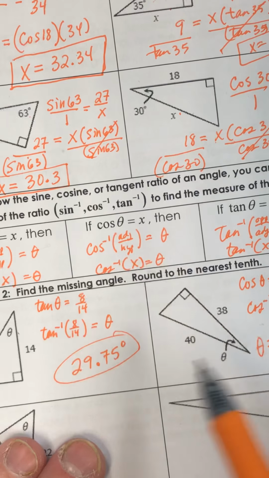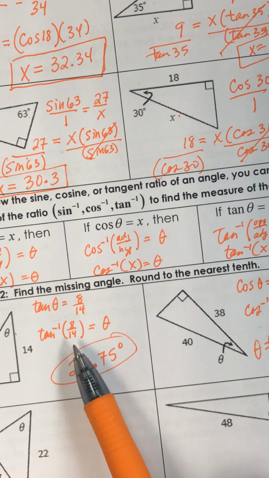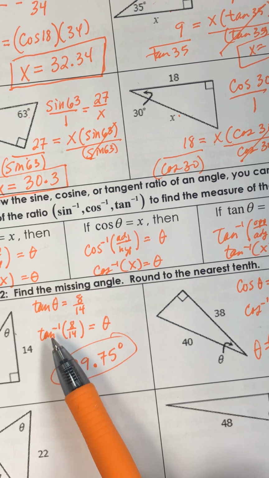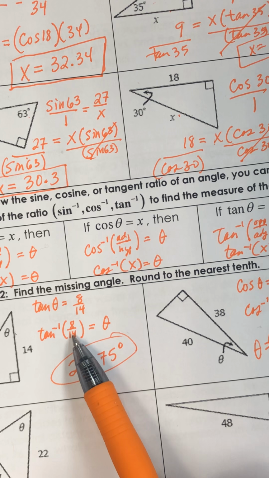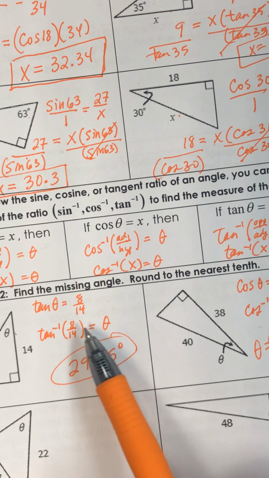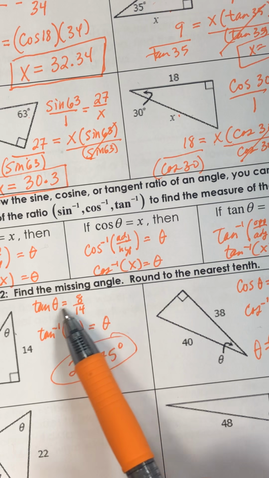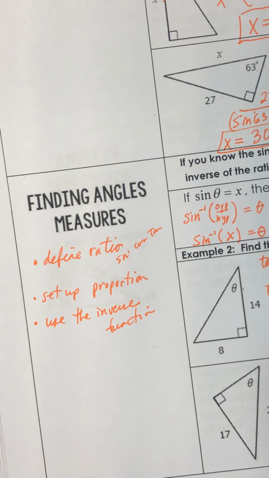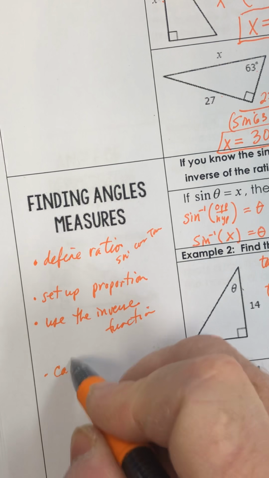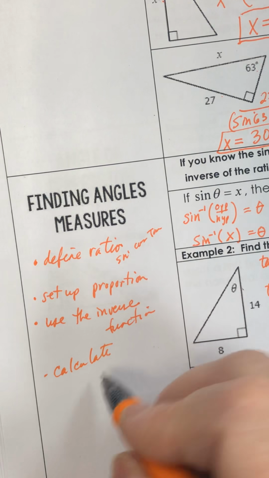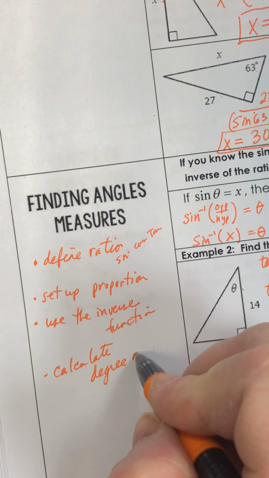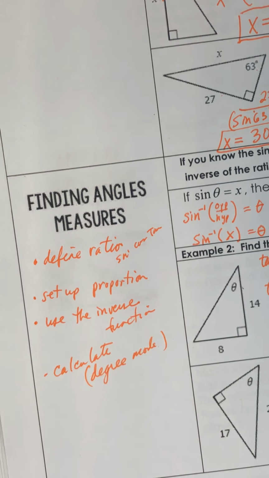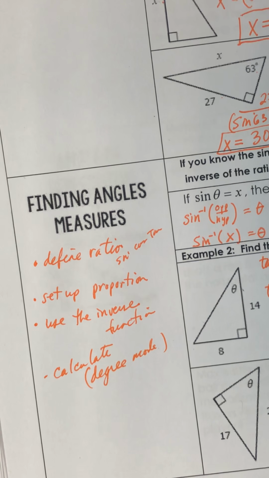So that's what we did here. From here we set up the inverse. We said, okay, the inverse tangent of the ratio equals the angle. So these two kind of swap positions. And then we do this on the calculator. Last step, calculate. Make sure you're in degree mode on your calculator. And then you'll have your answer. So those are the steps.